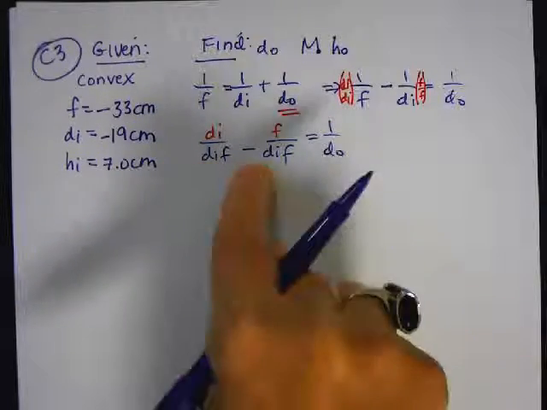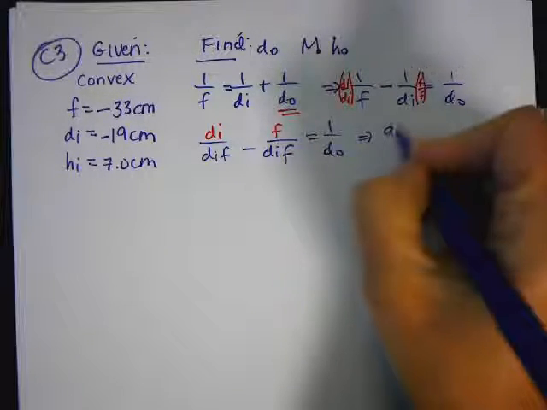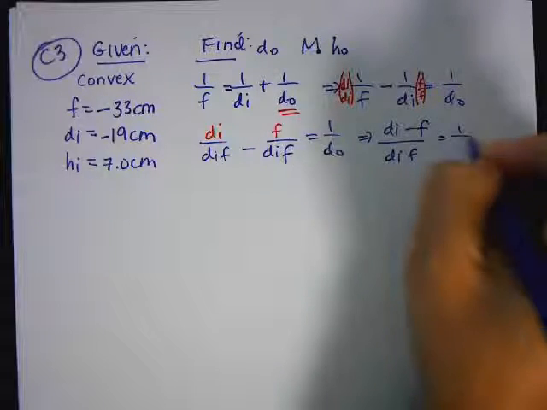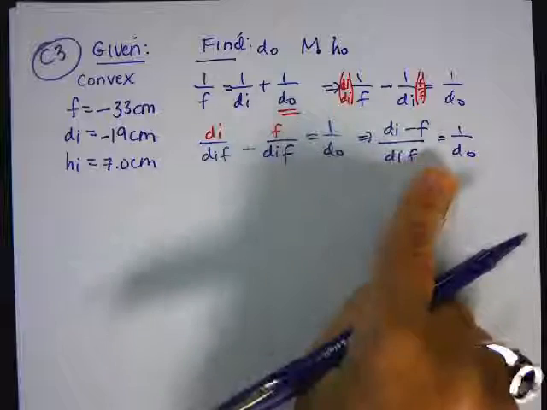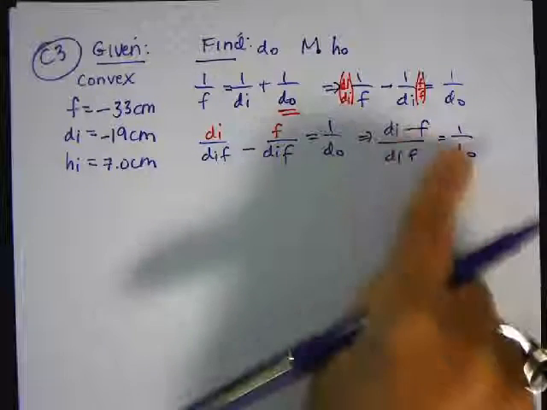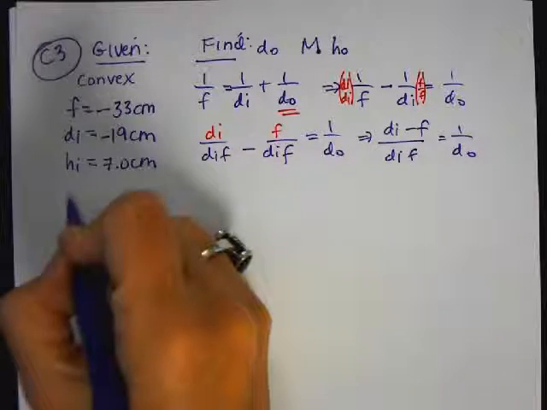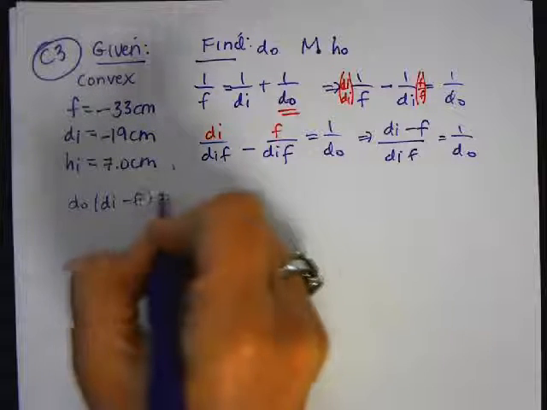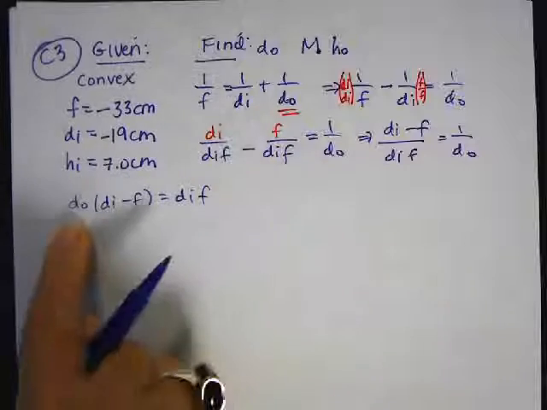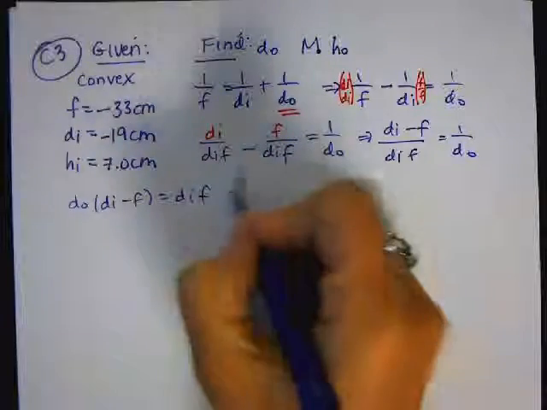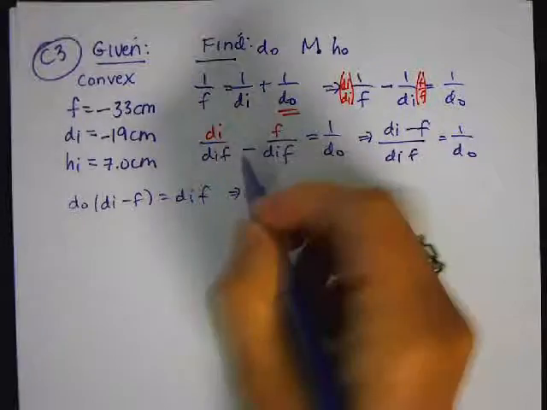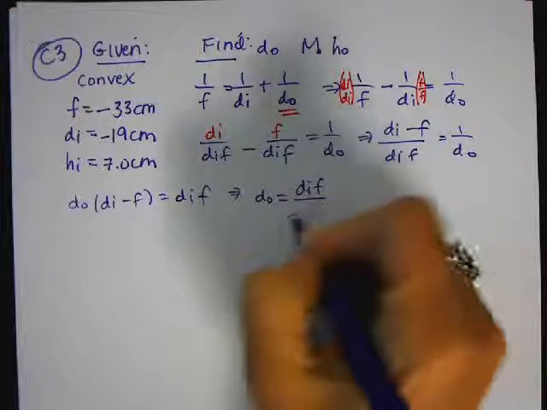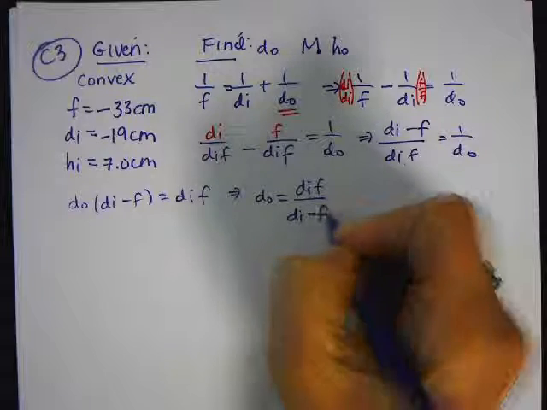Now I'm going to perform the subtraction. So I have DI minus F over DIF is equal to 1 over DO. Whenever I have fractions like this, to simplify, I'm going to cross multiply. There's no such rule as flip it. So DO times DI minus F is equal to DIF. And since I want to solve for DO, my final step is to divide this. So DO is equal to DIF over DI minus F.